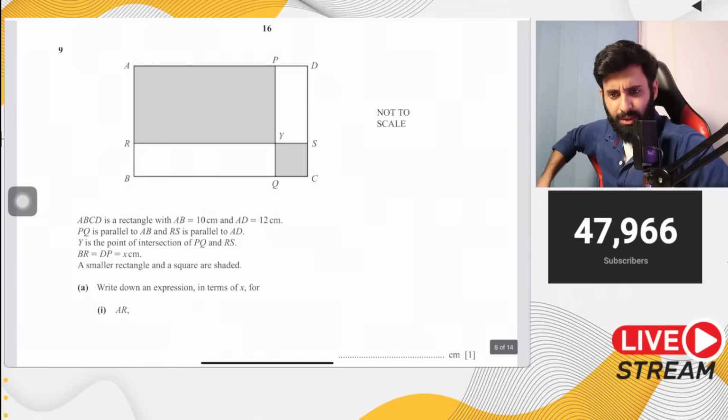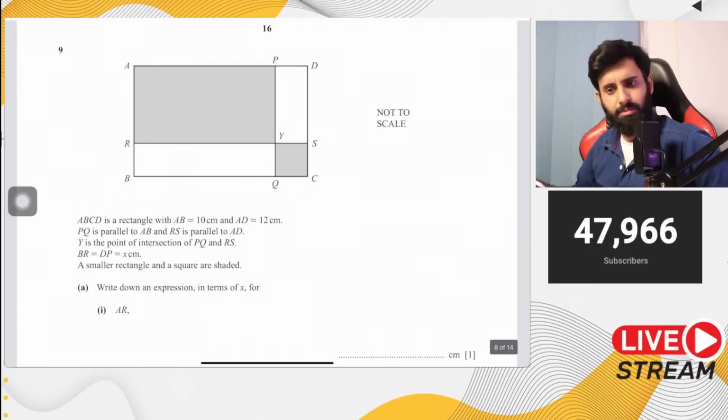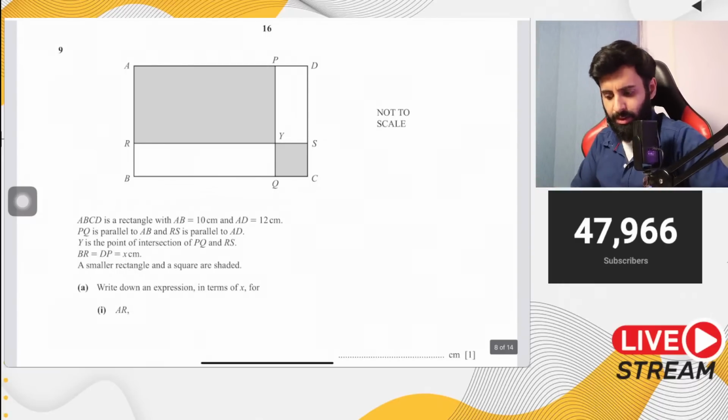Can you confirm that there is a paper tomorrow or not? Why not? I mean, there's been no news that there's no paper tomorrow.